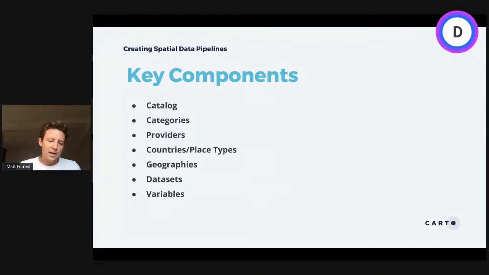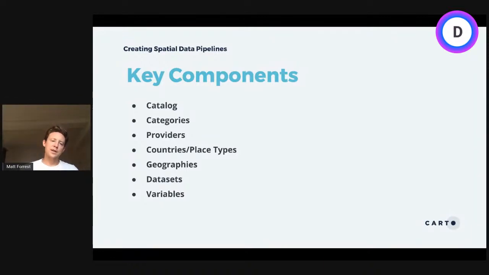Is it a line? Is it a polygon? What type of polygon is it? All these different things to associate with the geographies. And finally, we get into the final data set, which is the actual thing you work with most, and then the variables within the data set. So this is all these components compiled here, and this is what we landed on.